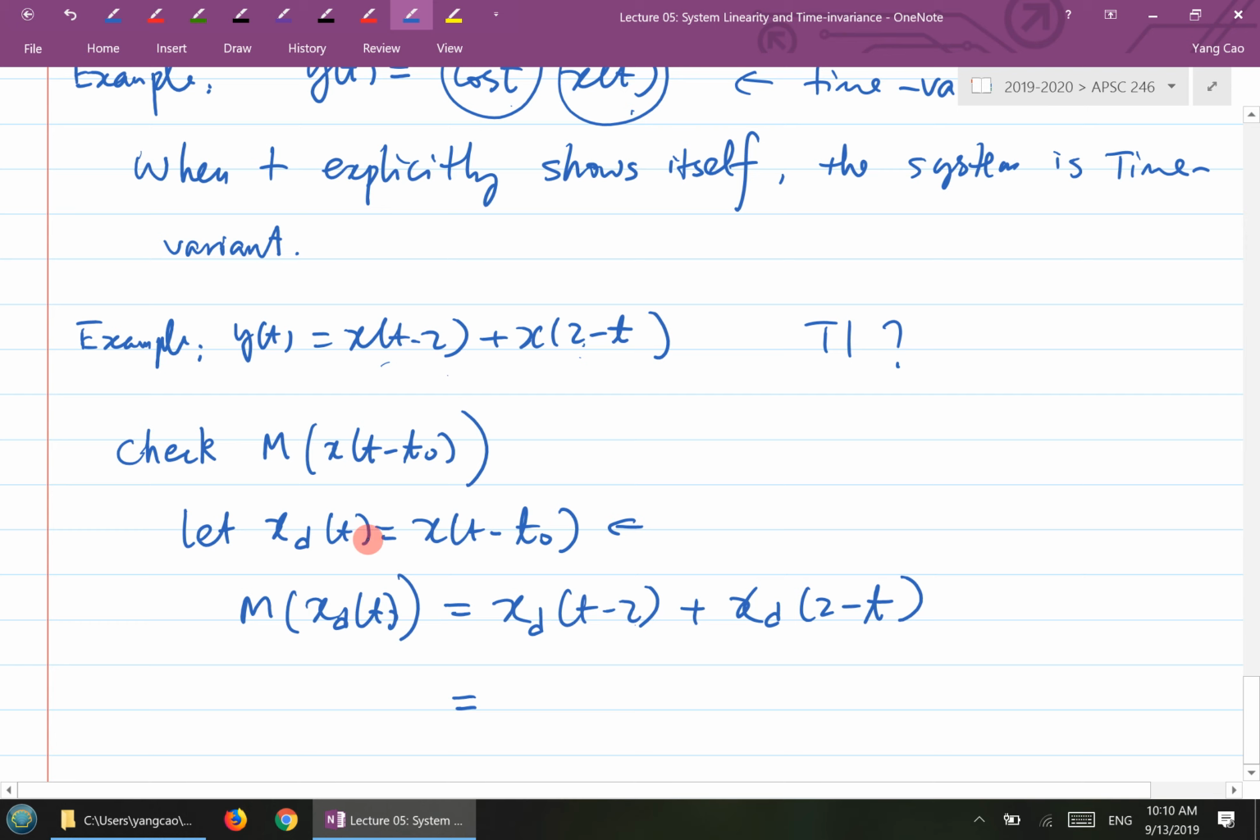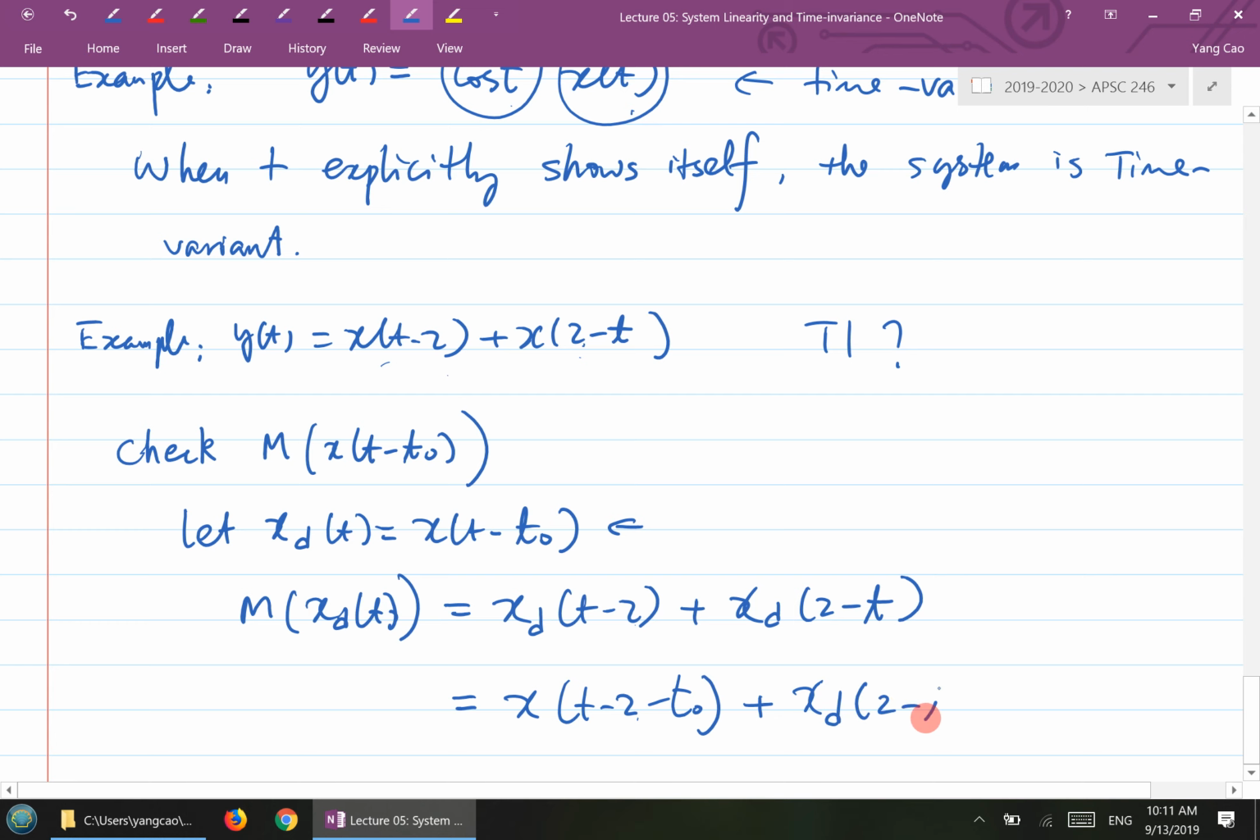You're replacing the t with t minus 2. Excellent. So you basically replace this t with t minus 2. You don't touch the t naught, right? You keep it as it is. This is your xd of t minus 2. And then the next one here, you replace the t with 2 minus t.